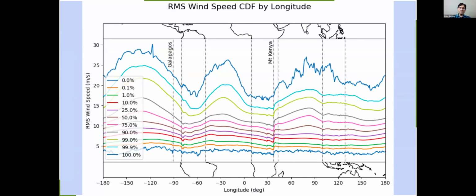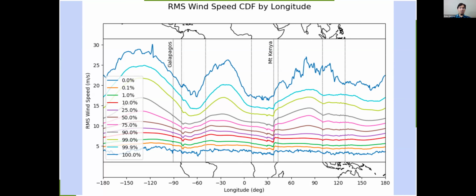This is probably the most important plot that comes out of our analysis of that data set. What this tells you is, for various percentiles, what the RMS wind speed is as a function of longitude. For example, this top plot is the maximum RMS speed ever seen in the ERA 5 database. If we go down a few lines, this one corresponds to the 90th percentile. So 90% of the time you'll be below this RMS wind speed, and the other lines are similar.